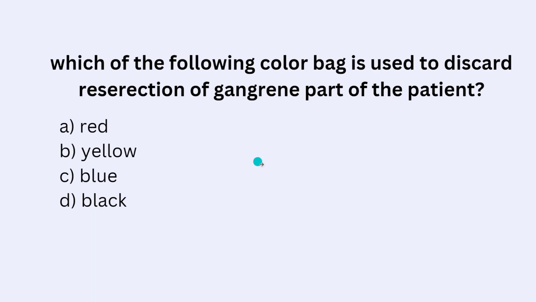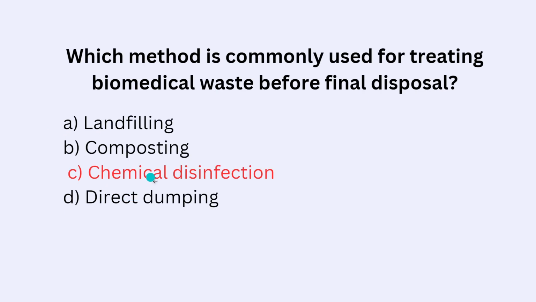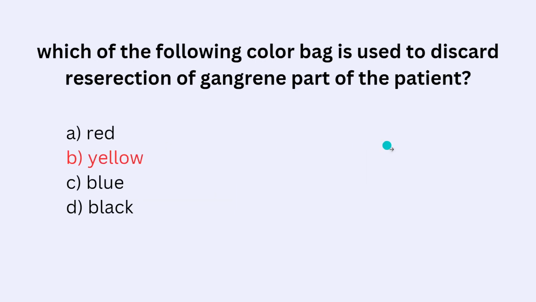Which of the following color bags is used to discard a resected gangrene part of the patient? Here, a gangrene part of the patient is human anatomical waste. In which color bin will it go? Option A red, option B yellow, option C blue, option D black. The answer is option B yellow.